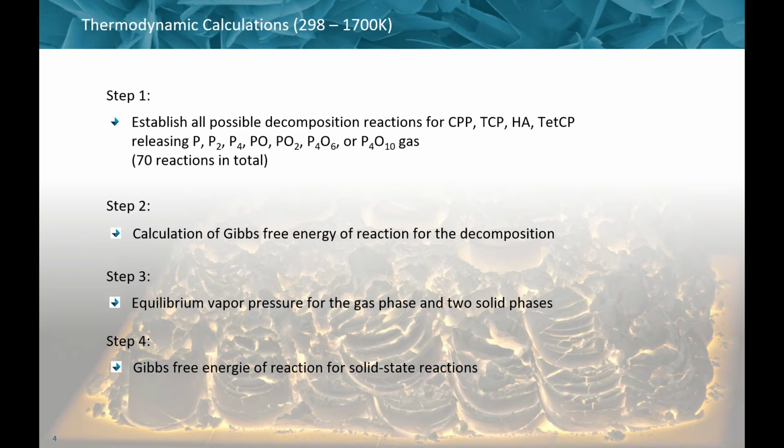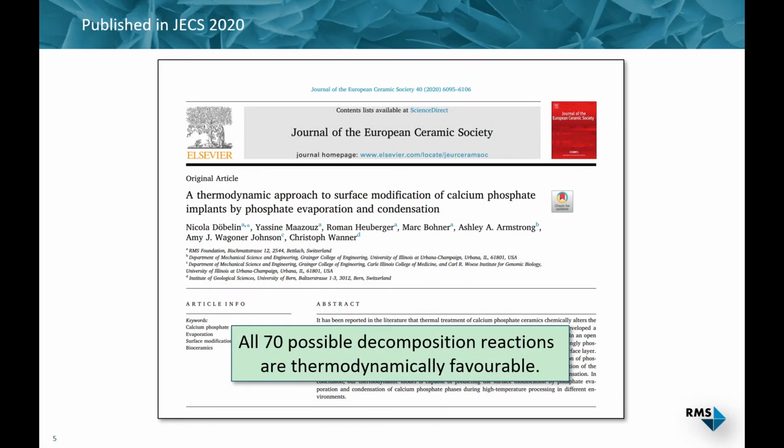And in the fourth step, we calculated the Gibbs free energy of all possible solid state reactions involved, because the reaction products could also react with the starting phase, so we also had to take into account possible solid state reactions. The detailed results of our thermodynamic calculations are published in this paper. Just to summarize, our calculations showed that evaporation occurs from all solid calcium phosphate phases, and all phases are capable of releasing all gaseous species we considered in the decomposition reactions.